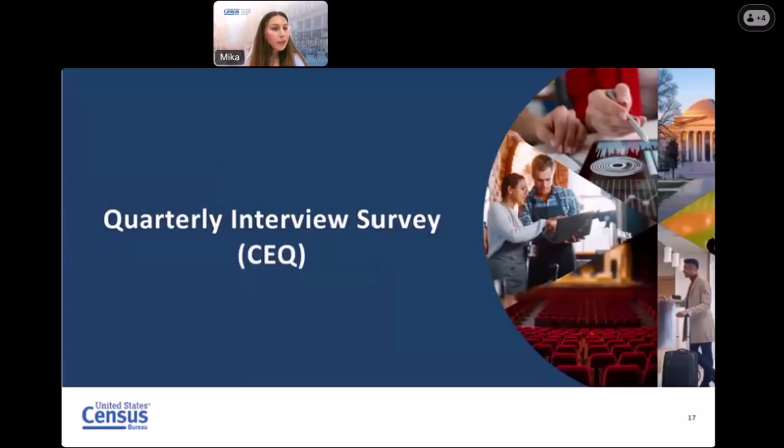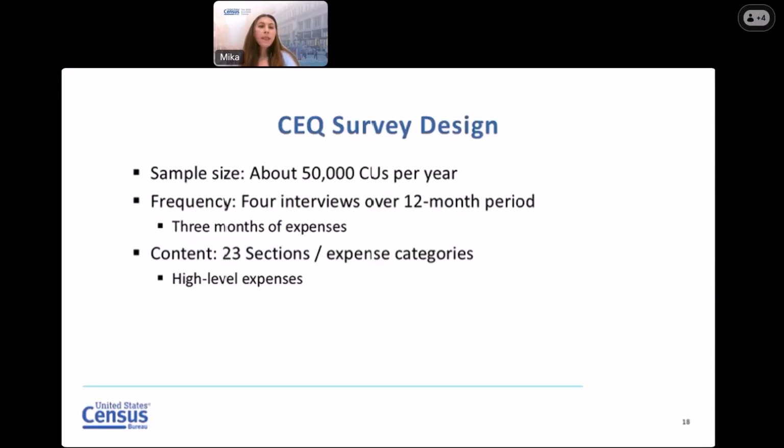So let's begin with the Quarterly Interview Survey. The Quarterly Interview Survey will sample about 50,000 addresses in 2026. That breaks down to about 6,000 addresses a month. And the interviews are done in waves. There's 4 waves for the Quarterly Interview Survey, 3 months apart for each interview, and this all occurs over a 12-month interview period. There's 23 sections or expense categories that are captured in the survey, and they all focus on high-level expenses.